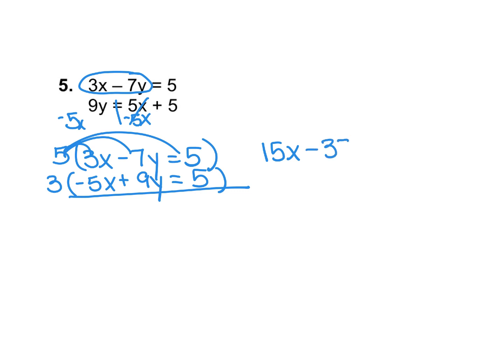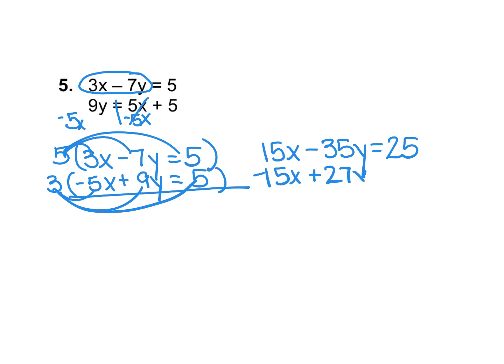And that way, notice what's going to happen is I'm going to have 15x minus 35y is equal to 25. And then when I distribute this positive 3, I'm going to have a negative 15x plus 27y is equal to 15. All right, now notice I do have something that's going to cancel out.